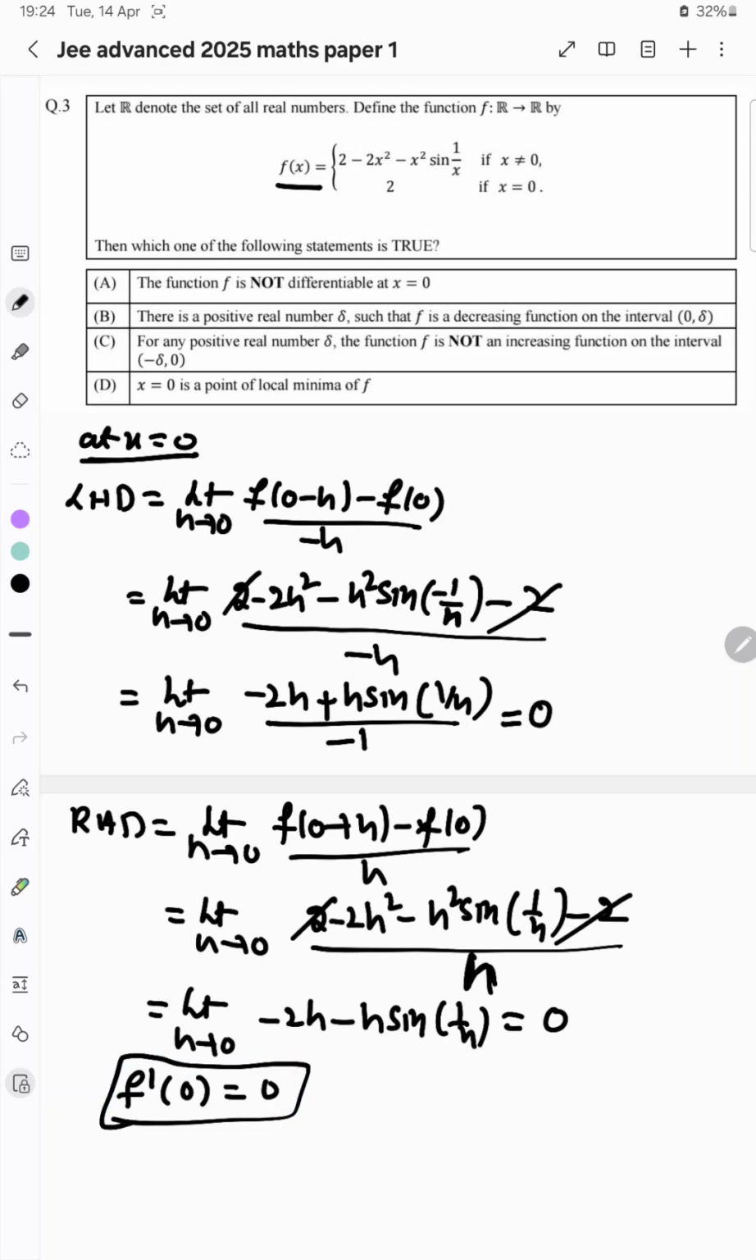But they gave here that the function is not differentiable at x = 0. So option A is wrong. Next.